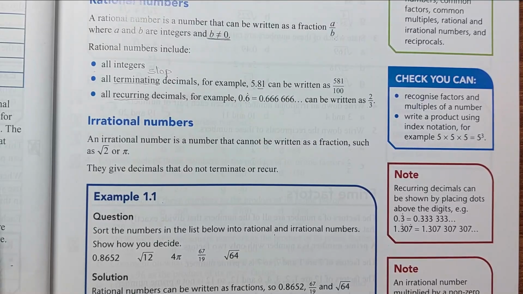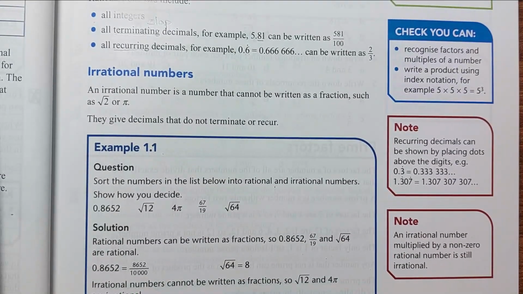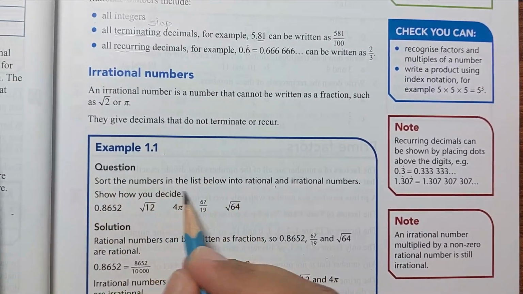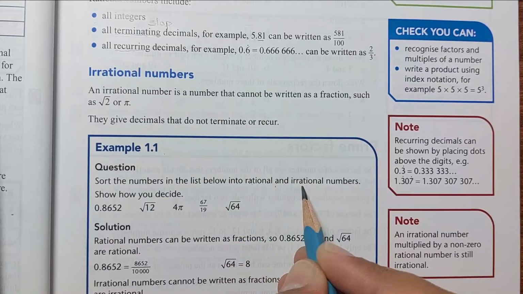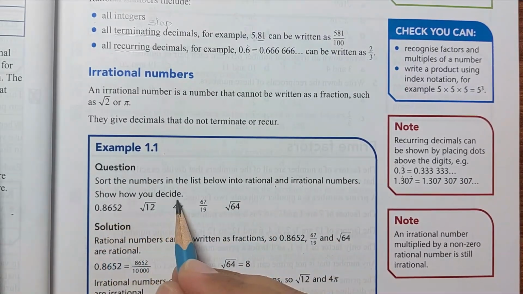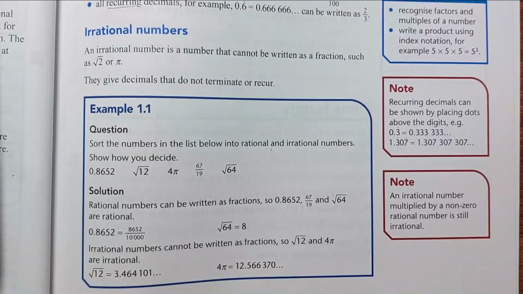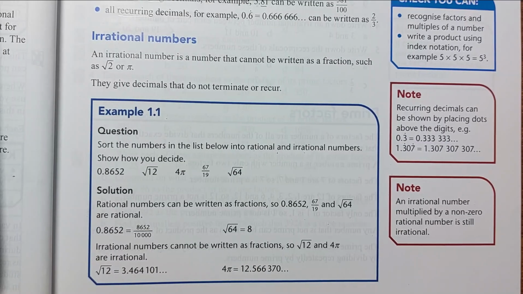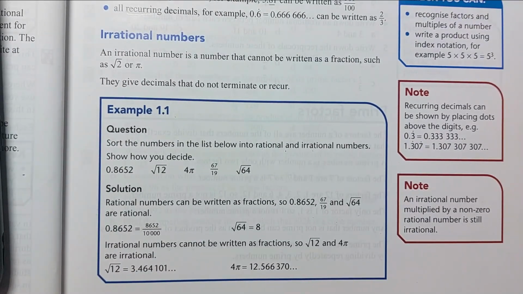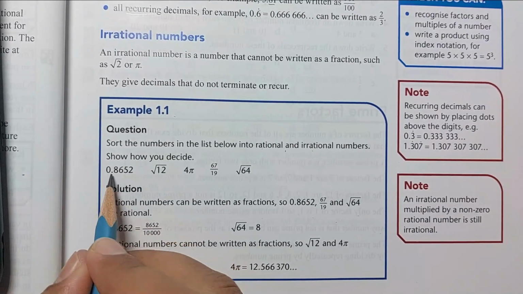So let's do the first example, 1.1. We have a question: sort the numbers in the list below into rational or irrational numbers. Show how you decide. Okay, so you have to tell which numbers are rational and which are irrational, and you have to tell how you decide, how you know this.